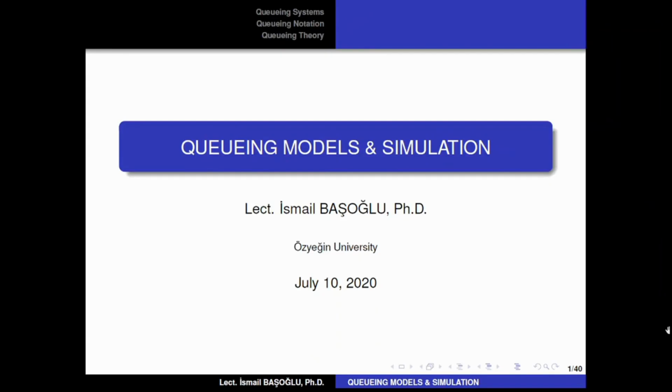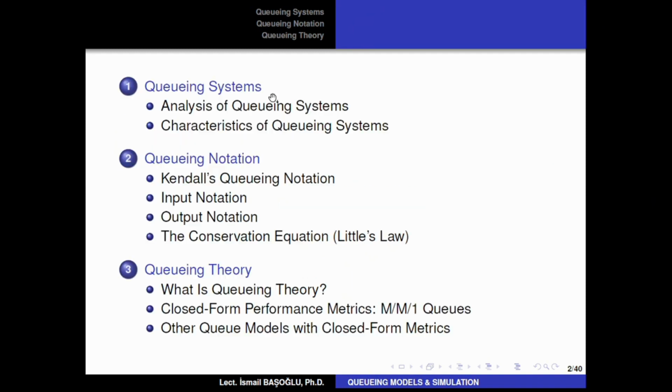So the next chapter that we are going to cover in this course is queuing models and the simulation applications of the queuing models. Our objective is to provide an introduction to queuing systems and explain the characteristics which will help us to define a queuing system. Then the technical part of this chapter, the second and the third sections, are going to be covered.